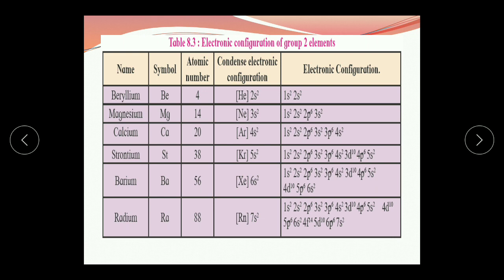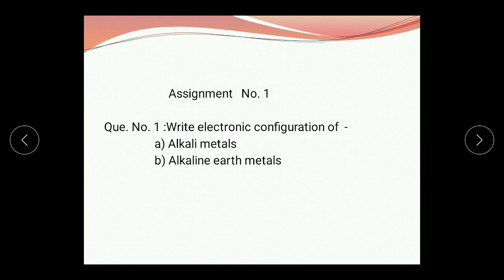You can write this as an assignment. So what will be the assignment today? Just write down the electronic configuration of all the alkali metals as well as alkaline earth metals. Those are given on page number 113. You can draw that table also. Understood? Thank you.